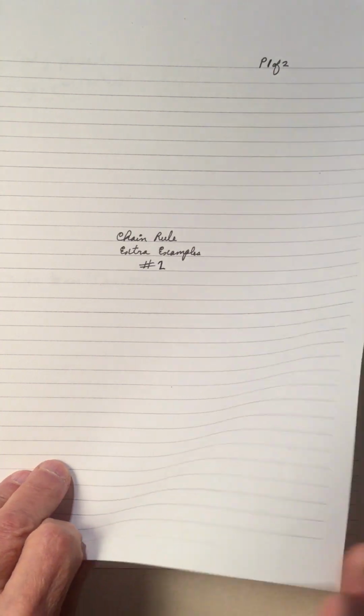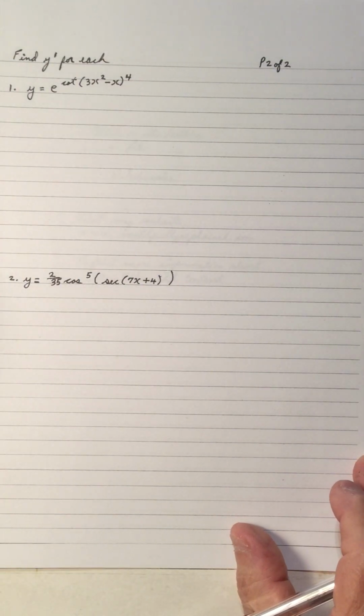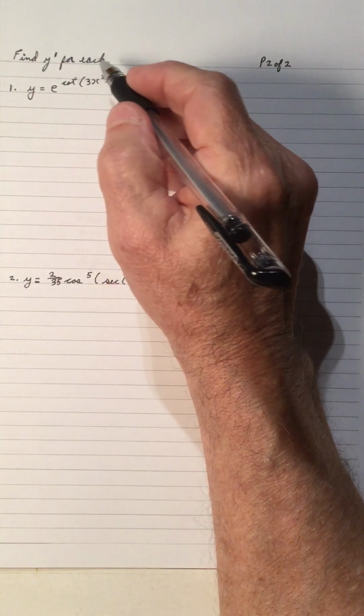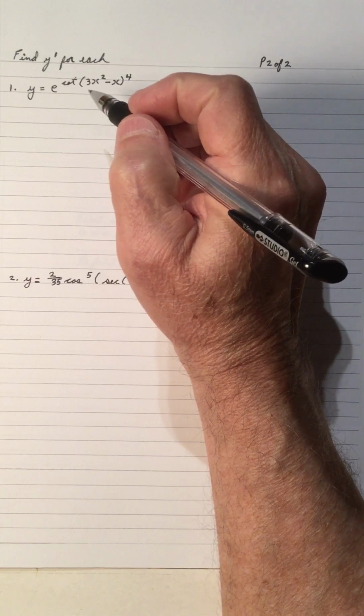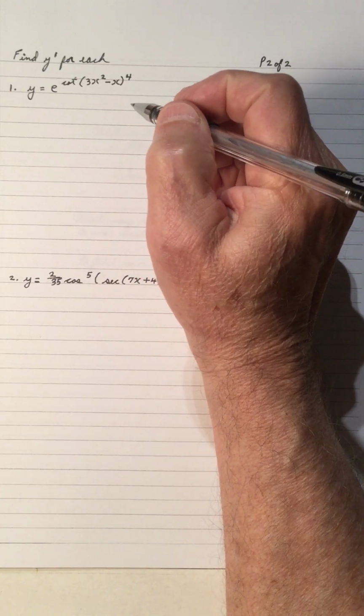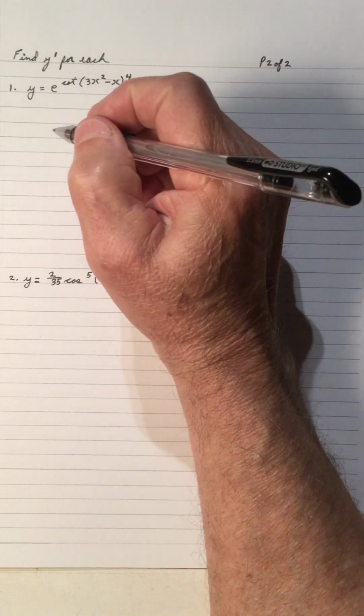Hi, welcome to my video on the chain rule extra examples number 2. So I have 2 extra problems I want to do just to remind you that we're doing y prime, which is the derivative, and you have to work on the composite functions. You have to work on the outside, working to the inside.